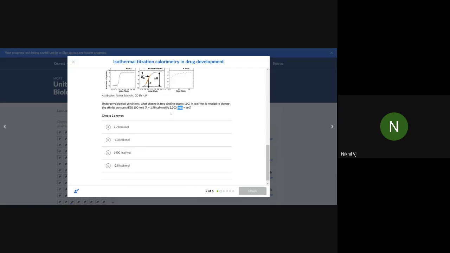So we get around 2,700, 2,800. But the key thing we have to understand here is the free binding energy is going to change into a negative value. It's going to be more negative if we're increasing the affinity, because affinity increases when you're releasing more energy. That's what makes reactions more spontaneous, and more spontaneous reactions will have a negative delta G value. So that's where we have to understand that the answer choice is going to be negative. So we will go with D.